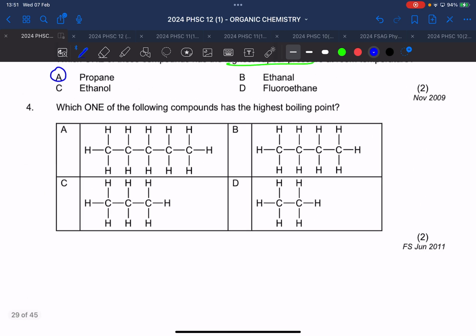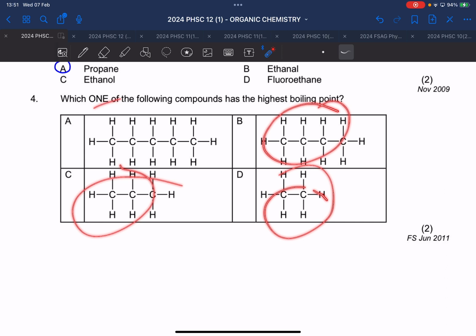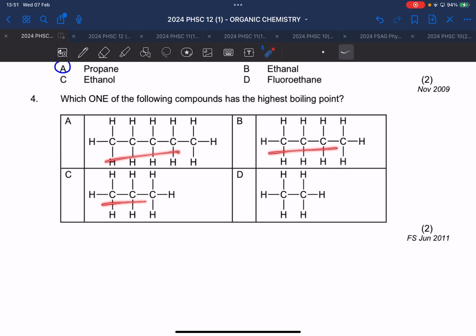Which one of the following compounds has the highest boiling point? If we look at all of them, they all look like alkanes. So all alkanes, the only thing that is different is the length of the chain. The one with the highest boiling point must have the strongest intermolecular forces. Which one will have the strongest? A, because it's the longest.